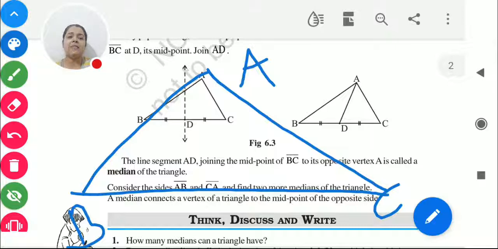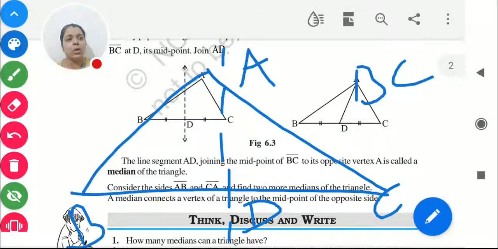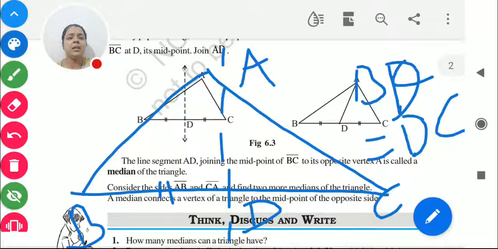What I did, I divided it into two parts, and I found that there is a dotted line here. This line is actually dividing the entire BC into two equal parts. So here we find this point, if you consider it as D, then BD is equal to DC.